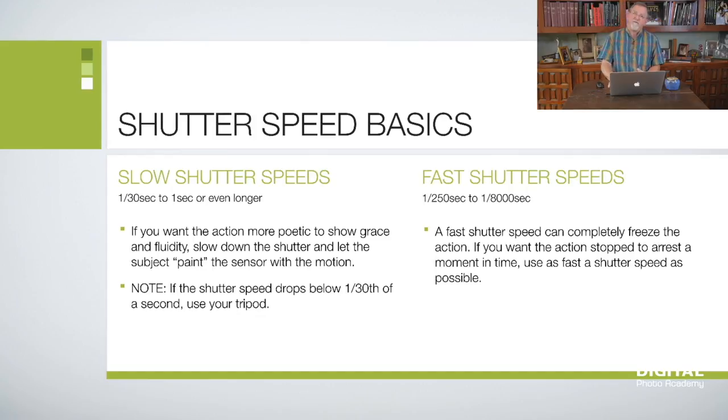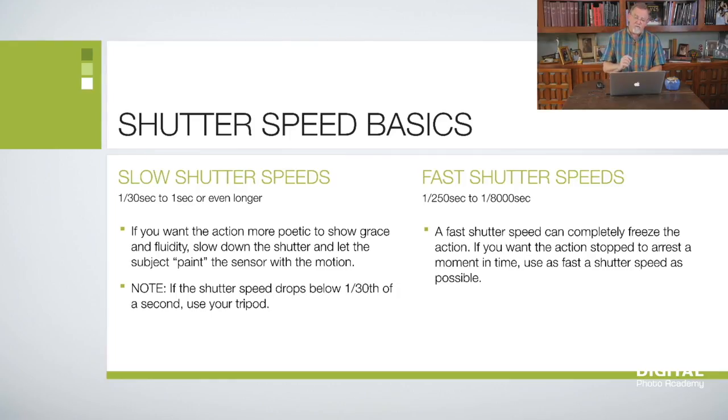So here's some more basics of the shutter speeds. When you're using the slower shutter speeds, again, 1/30th of a second all the way down to 1 second or longer, if you want the action to have a more poetic feeling, to show the grace and the fluidity, slow the shutter speed down and let the subject move through and kind of paint the sensor with motion.